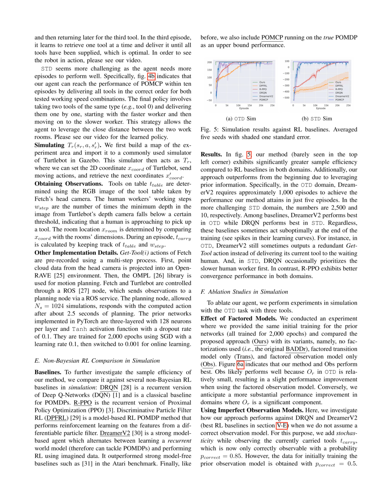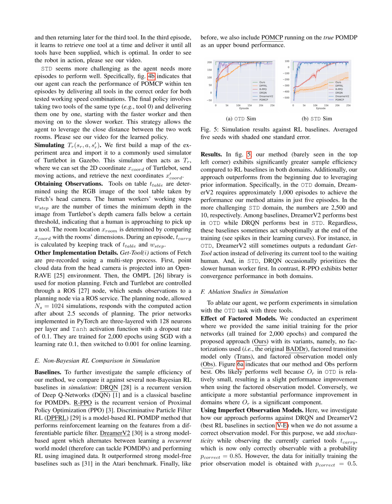Simulating T, R, and the other components. We first build a map of the experiment area and import it to a commonly used simulator of Turtlebot, Gazebo. This simulator then acts as the transition model, where we can set the 2D coordinate X coord of Turtlebot, send moving actions, and retrieve the next coordinates X coord. Obtaining observations.